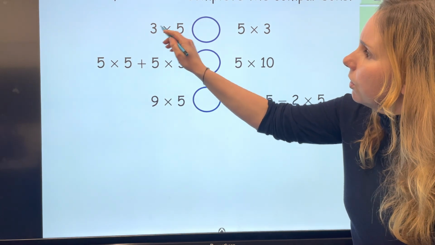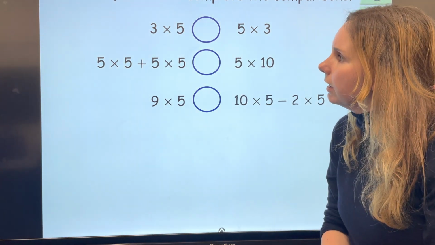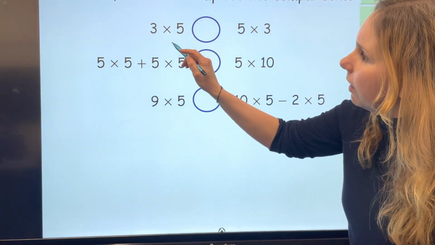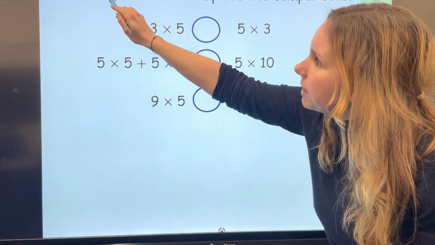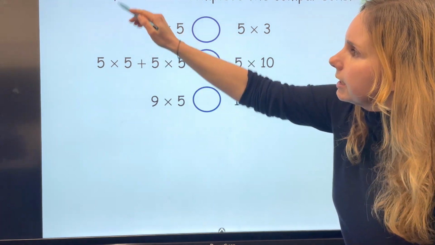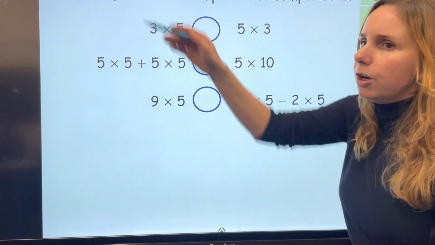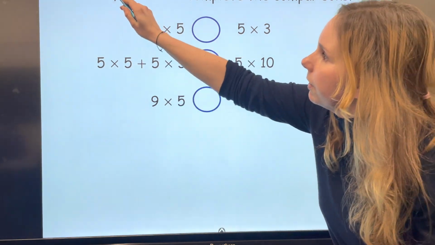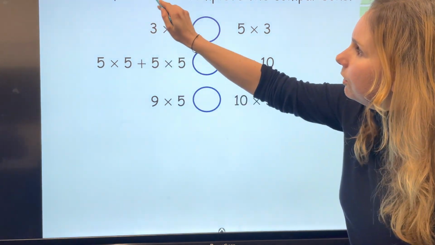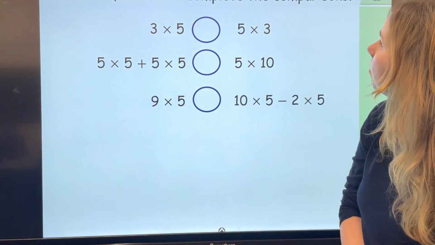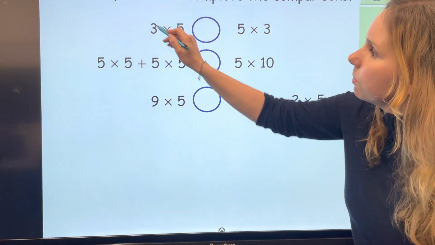So here I've got 3 multiplied by 5, so I can work this out. It's saying I need to use the less than and greater than symbols. Remember, the mouth opens on the greater number, so I know the less than, greater than, or equals to symbol will complete the comparison. So let's work it out.